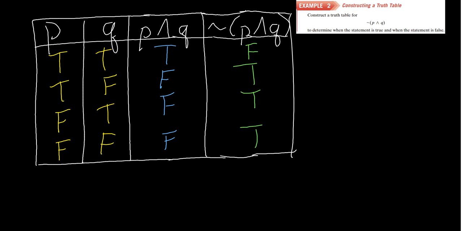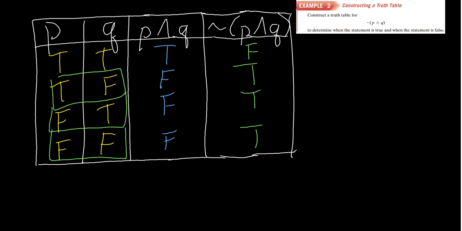Okay, so this says to determine when the statement is true and when the statement is false. Well, the statement is going to be true whenever P is true and Q is false, whenever P is false and Q is true, and when P is false and Q is false. That will be the only times that this statement is true.